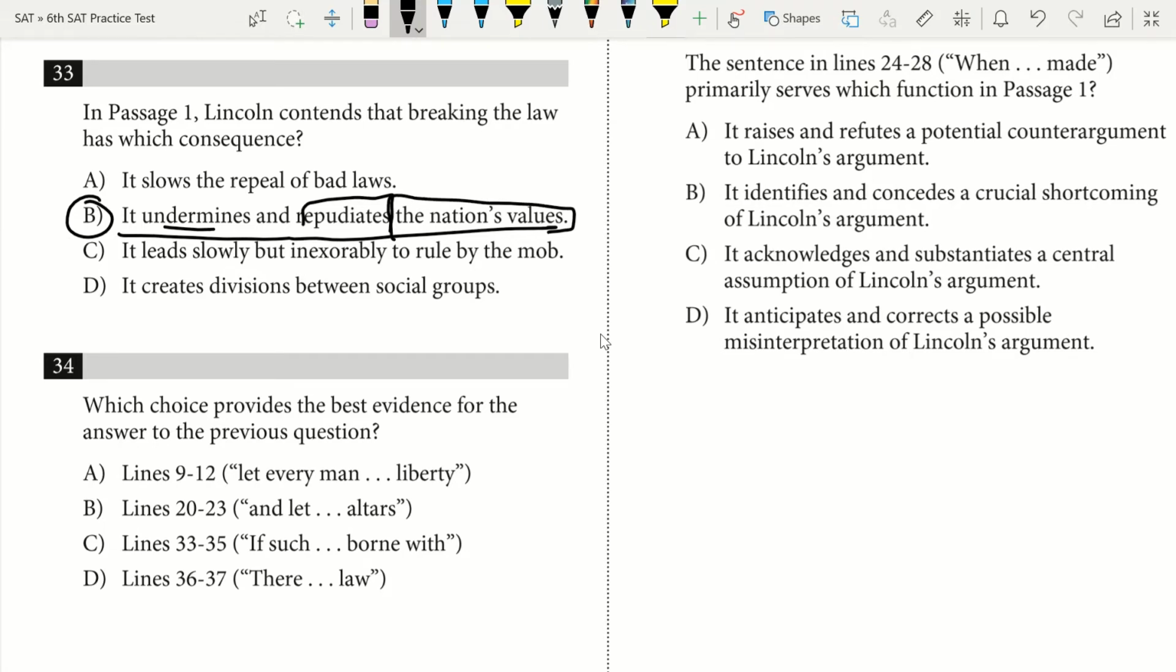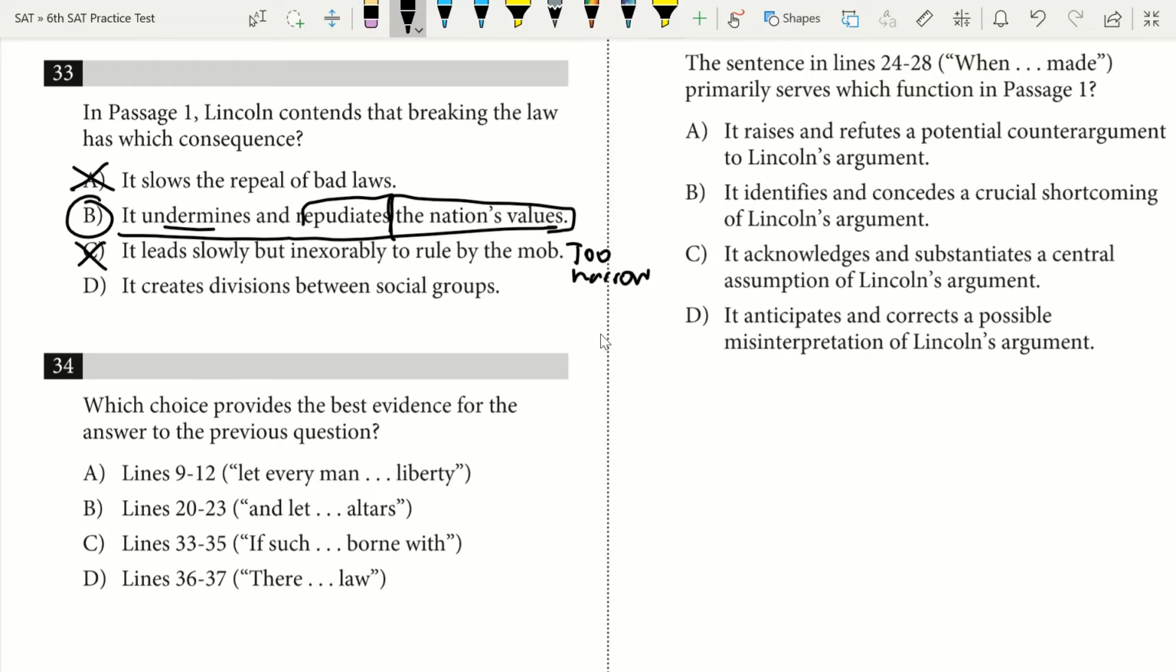As far as why A, C, and D are wrong, A says it slows the repeal of bad laws. He never makes that argument. C, it leads slowly but inexorably to rule by the mob. This one would be focusing too narrowly on where he talks about rule by mob. We would be focusing too much on that. That's too narrow. We're not looking big picture here.